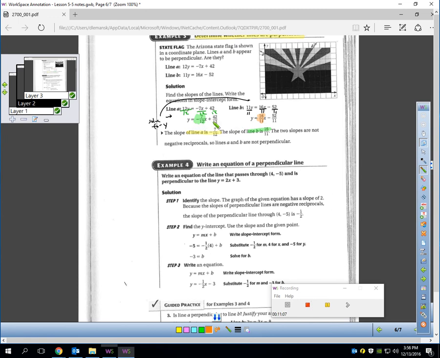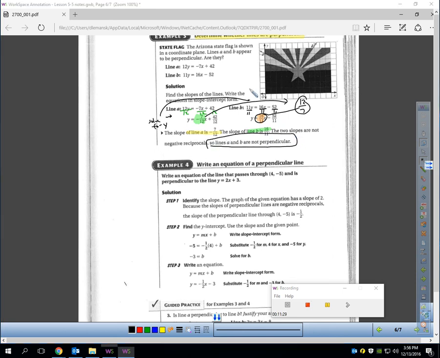Also, are these negative reciprocals? If I take this slope, flip it and change the sign, I get 12/7. Is that the same as that? No, it's not. So these lines are not perpendicular. These lines are not parallel, and they're certainly not perpendicular either.